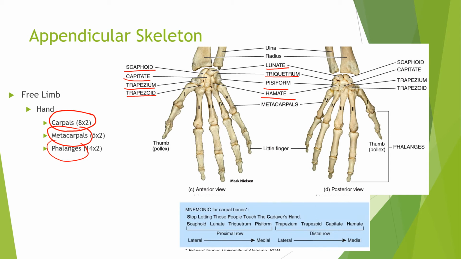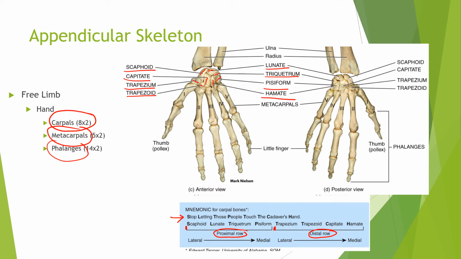You can use the mnemonic, "Please stop letting those people touch the cadaver's hand," to remember the orders. Proximal row, starting at the thumb. Distal row, starting at the thumb. You can also use the following. "She looks too pretty. Try to catch her." Whatever works.